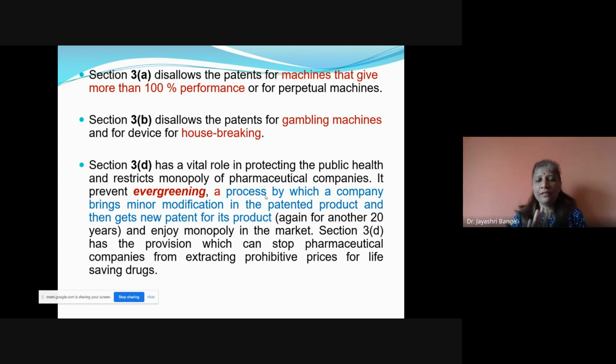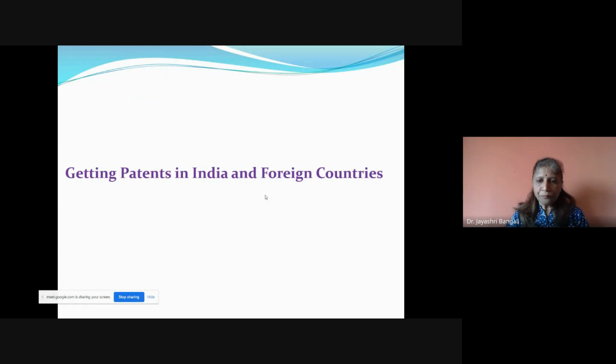According to Section 3(d), it is not allowed, because otherwise the cost of this medicine will go on increasing, and the people who are in the backward class cannot afford it. So that is the main issue with this. So according to this law, it is not allowed.